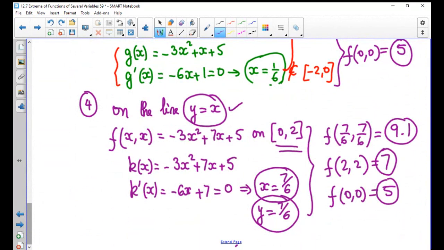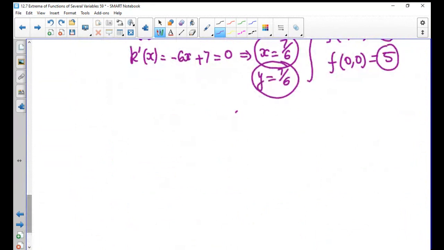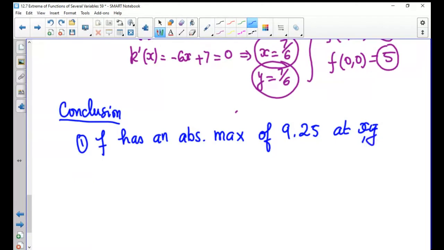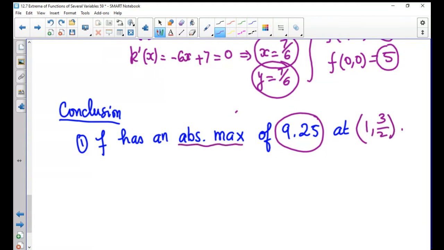That's it. So the conclusion that we are getting from all of this is that f has an absolute maximum of 9.25 at the point 1, 3 over 2. That's where it reaches its absolute maximum.